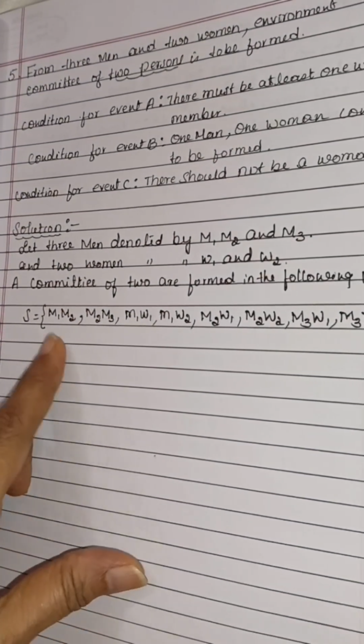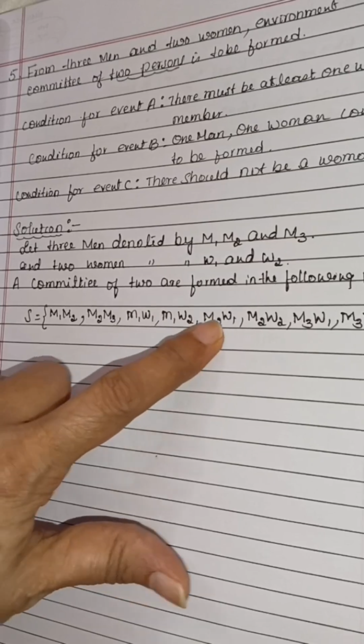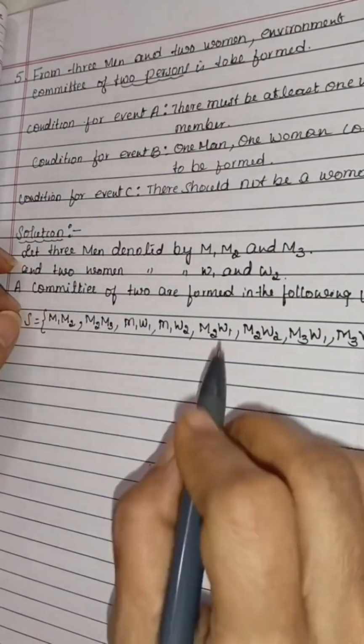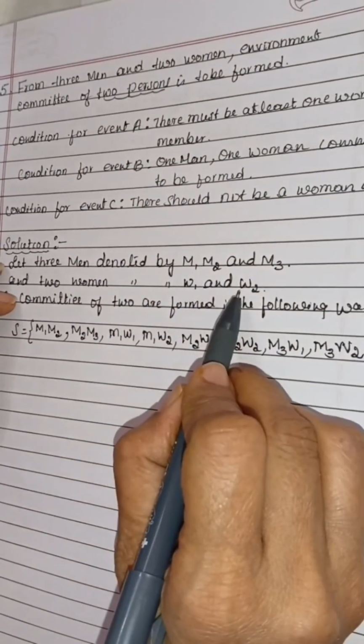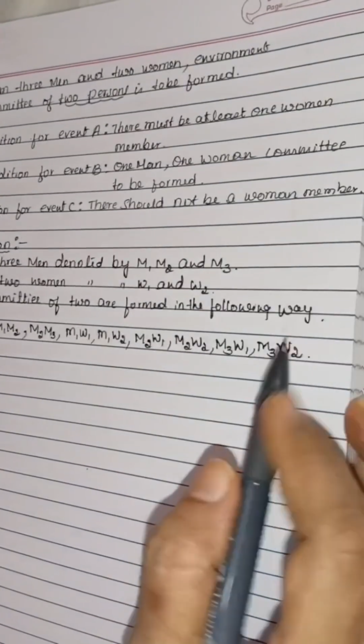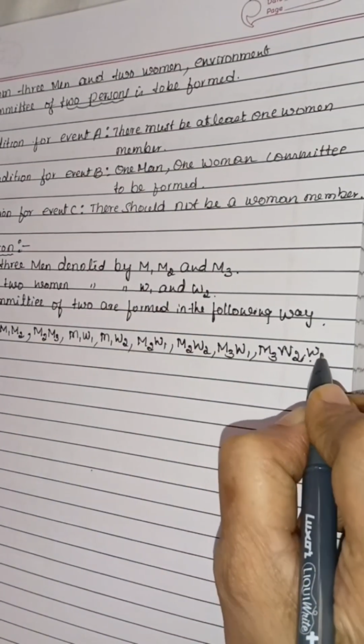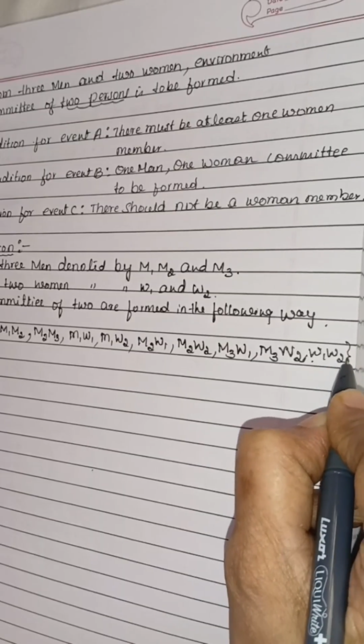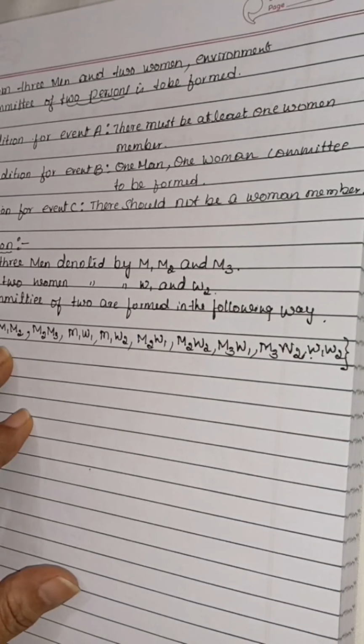Two people. How many? 1, 2, 3, 4, 5, 6, 7, 8. Then W1 and W2, that also we can make, no? Two women, W1, W2. Flower bracket close.